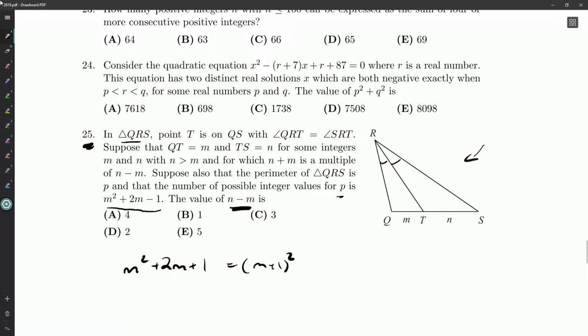Okay. So there's not a whole lot to go on. m and n are given to us, and they are integers. Now we want the perimeter to be an integer as well, and we also know that we've got equal angles up here. Oh, are we going to use the fact that an angle bisector splits the side in the ratio of the corresponding sides? That's an interesting thing we could use here.